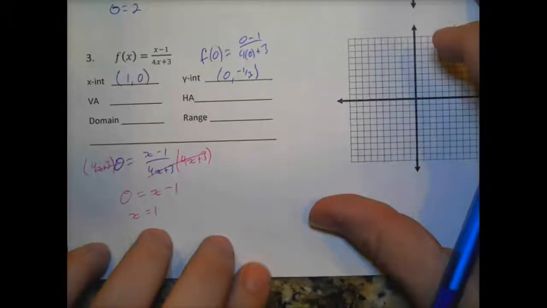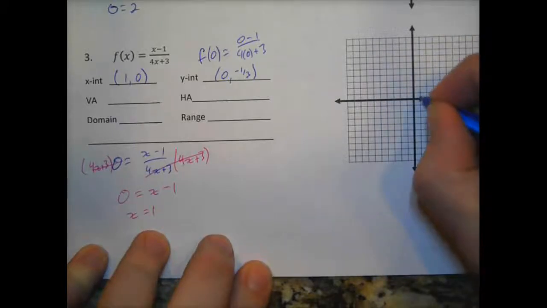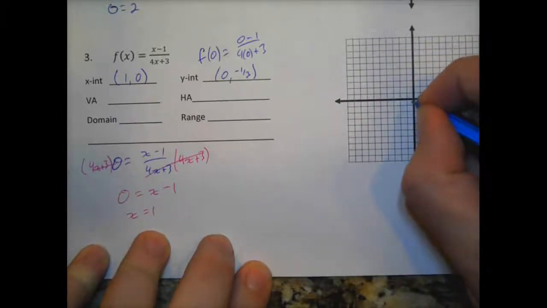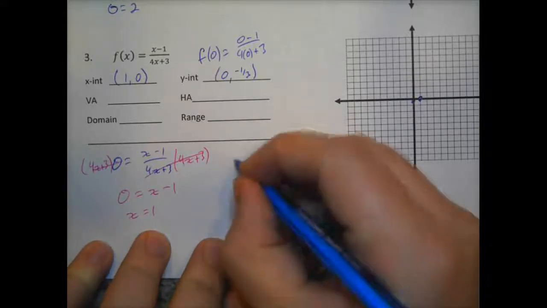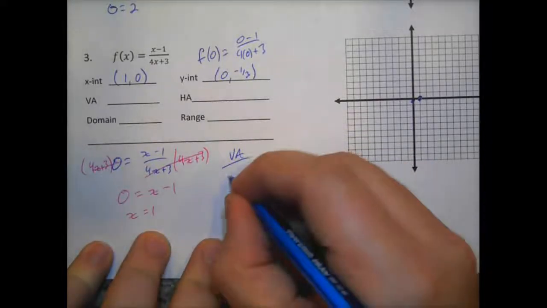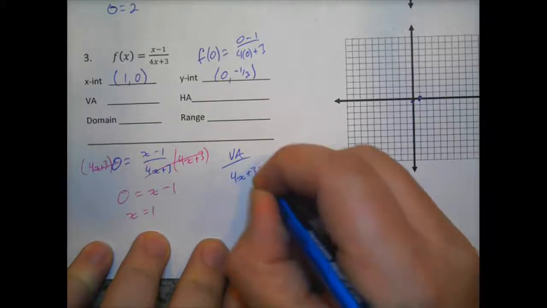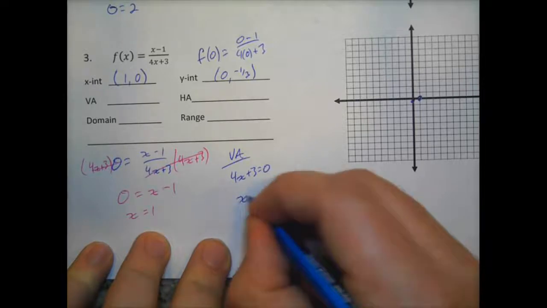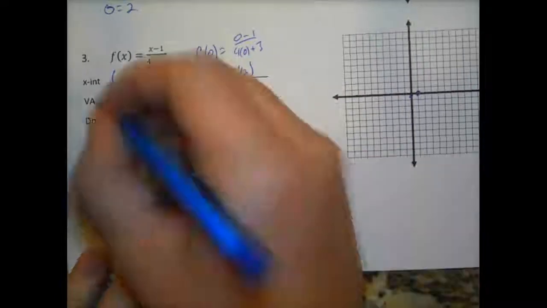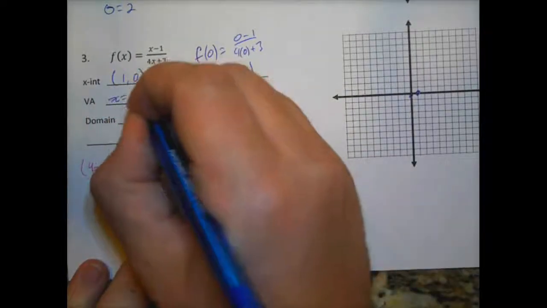They're not just random numbers. So I can plot the point (1, 0) and (0, negative 1/3). They're really close to each other, but just do the best you can. And then for our vertical asymptote, set your denominator equal to 0 and solve. So I have minus 3, divide by 4, so x equals negative 3 over 4. x equals negative 3 over 4.